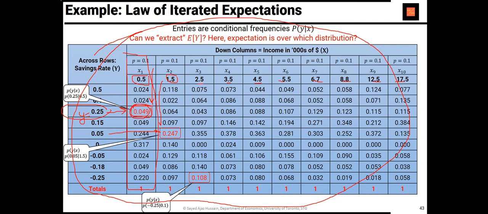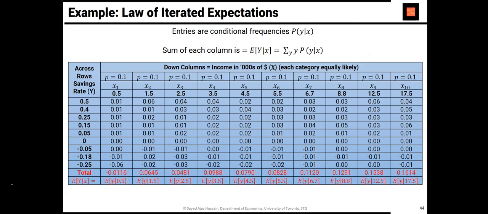Let's use the law of iterated expectations. According to Louis, I can do the following. I can calculate these expressions, and these expressions are the expected value of y given that particular value of x, which is 0.5. And here's how I get them. I would take each value of y times the conditional probability. Let's go slowly: 0.5 times this conditional probability plus 0.4 times this conditional probability, and I do this times this, times this, times this, all the way to the end.